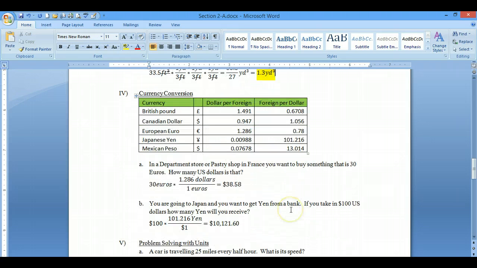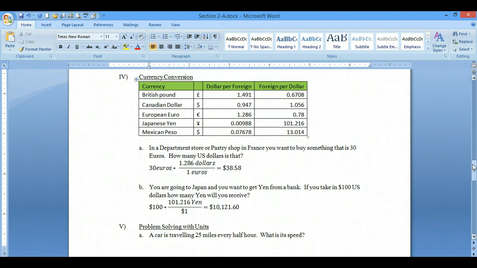Okay, the next is currency conversion. So here's the different currencies that we'll be talking about. The British pound, and these are the different symbols for each of the monetary values. The Canadian dollar is with a dollar sign, the European euro, the Japanese yen, and the Mexican peso. This first part is dollar per foreign, and it gives us the conversion factor, 1.49, 0.94, and these change on a constant basis. And then the next one is the foreign per dollar. So I have 0.67 and so forth.